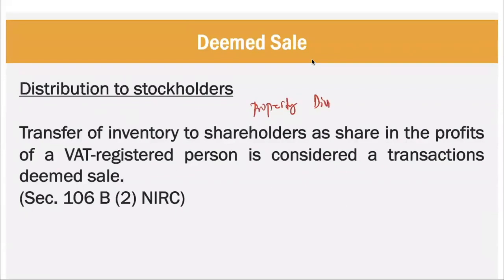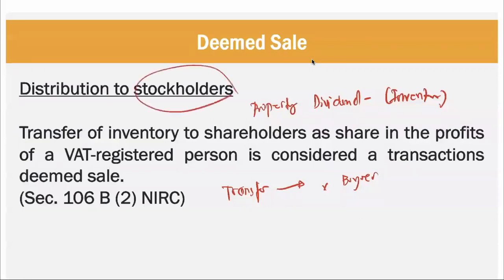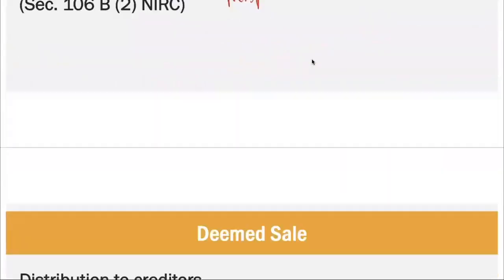Okay. So if you have a property dividend and the property is an inventory, take note again, there is a transfer. However, the transfer here is not a transfer to a buyer, but a transfer to a non-buyer. The non-buyer here is the stockholder. We still consider them as deemed sales. So if ever we have property dividends in the form of inventory, we again include them. Okay? Tandaan lang, deemed sales should be included in your total sales.